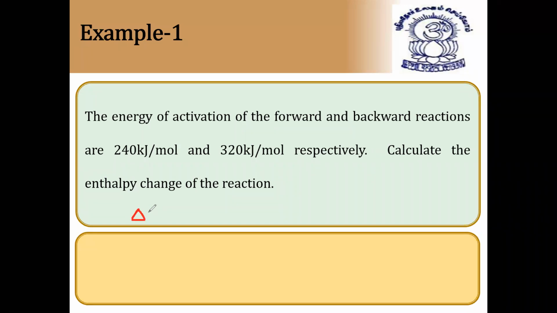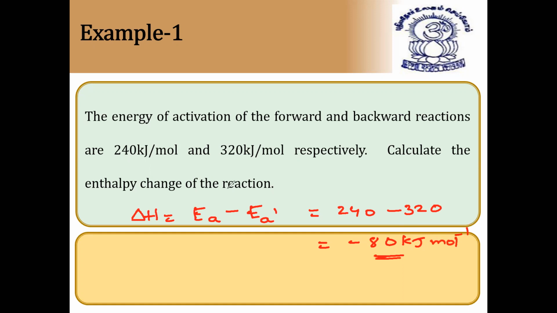So delta H, that is the enthalpy change of the reaction, is equal to EA, that is the energy of activation of the forward reaction, minus EA1, that is the energy of activation of the backward reaction. Where EA is called the energy of activation for the forward reaction, and EA1 is called the energy of activation for the backward reaction. So the forward reaction they have given is 240, minus 320, which comes to minus 80 kilojoules per mole. So this is a simple question. Just we have to substitute the numbers only. So this is clear. Very, very important.